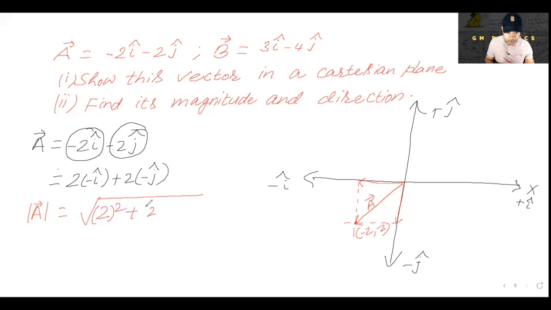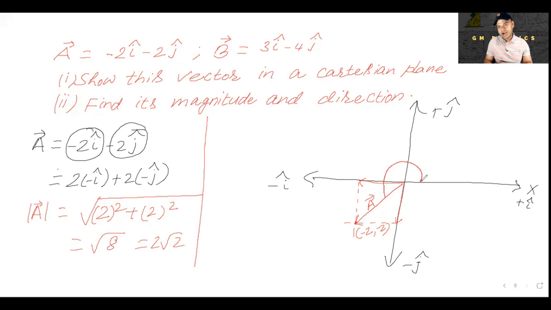2 square plus 2 square. So that is how much? Root 8. So that is 2 root 2 units. This is the magnitude of a vector. What about its direction? So we have to find this angle with respect to x-axis.